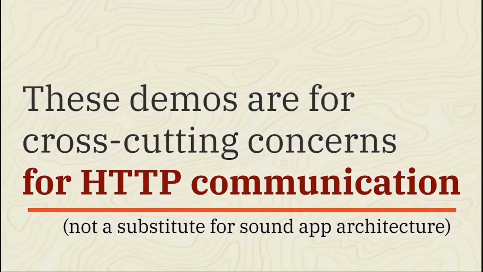Now, before we get into the code, I also want to make a caveat here. This is about how we handle cross-cutting concerns as it relates to HTTP traffic. Cross-cutting concerns in general are something that you need application architecture to help you handle. This is particularly for HTTP-related stuff. What I'm about to show you in these demos is not a substitute for sound application architecture as you get farther and farther away from HTTP.